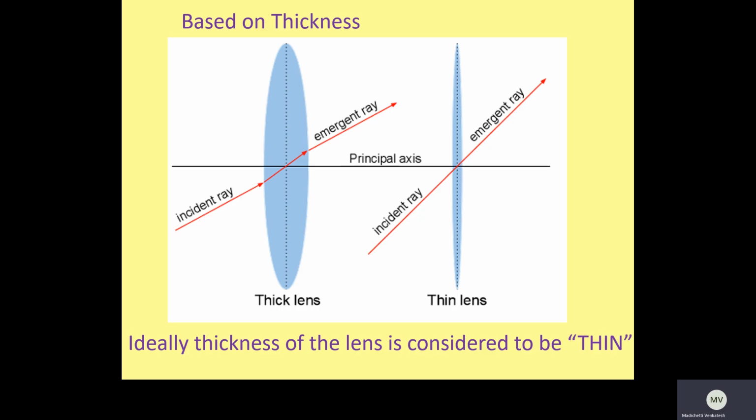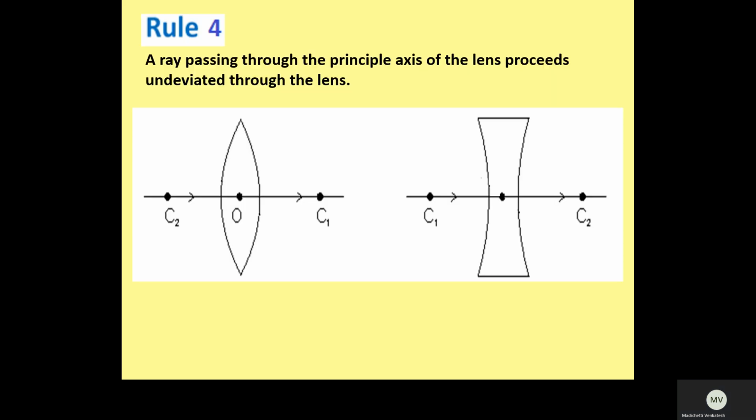But if the lens is too thick, this concept is not perfectly applicable. But even if the refraction is there, the refraction is very, very less when it passes through the optical center, even in the case of a thick lens. But ideally, the lens is thin.